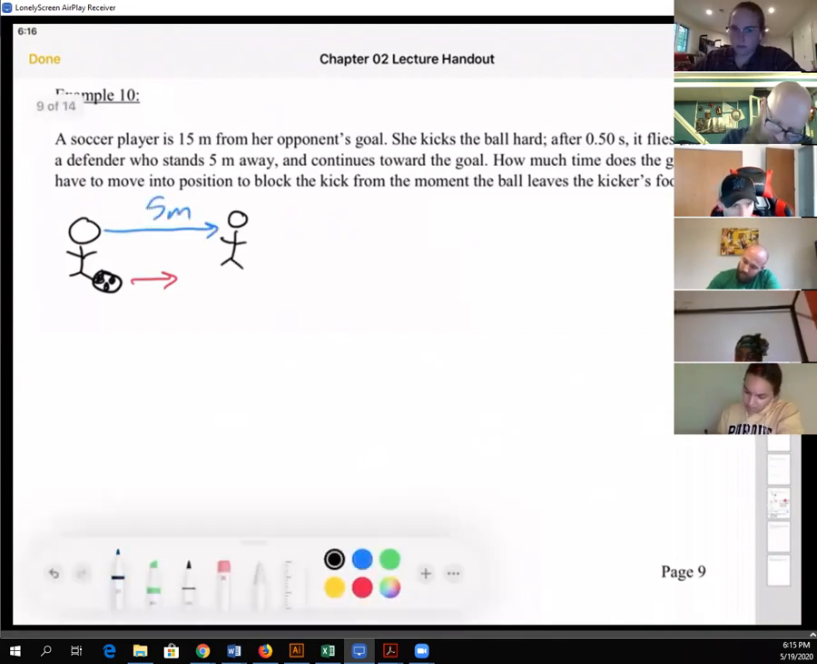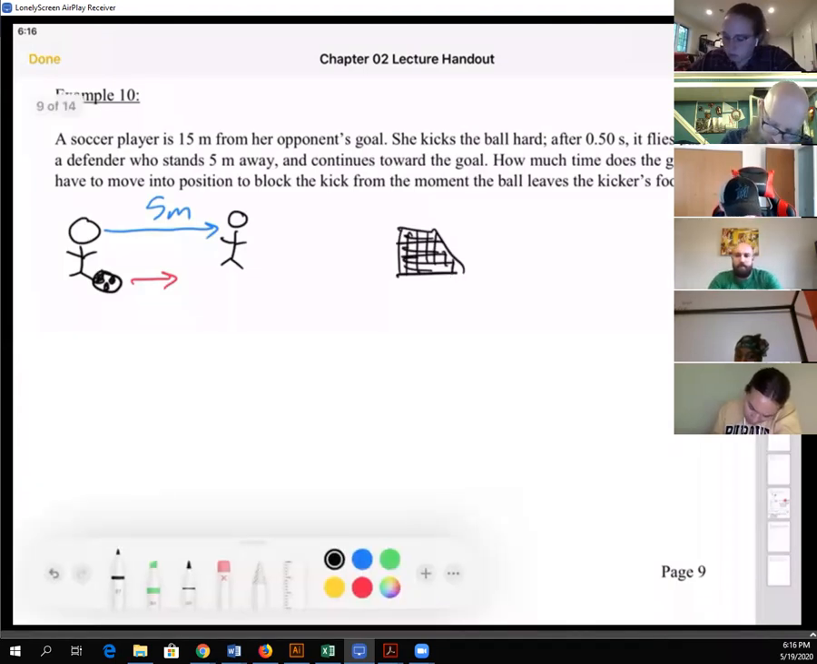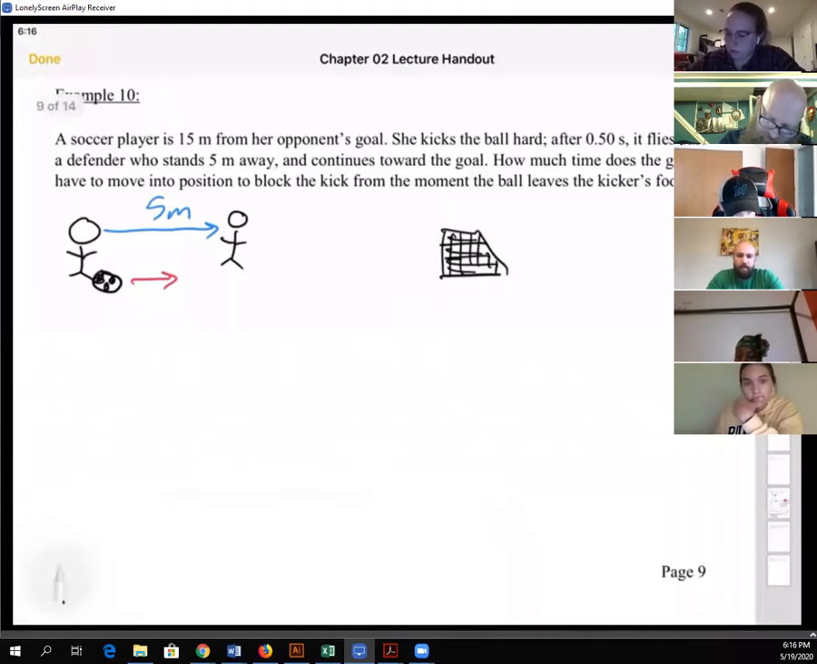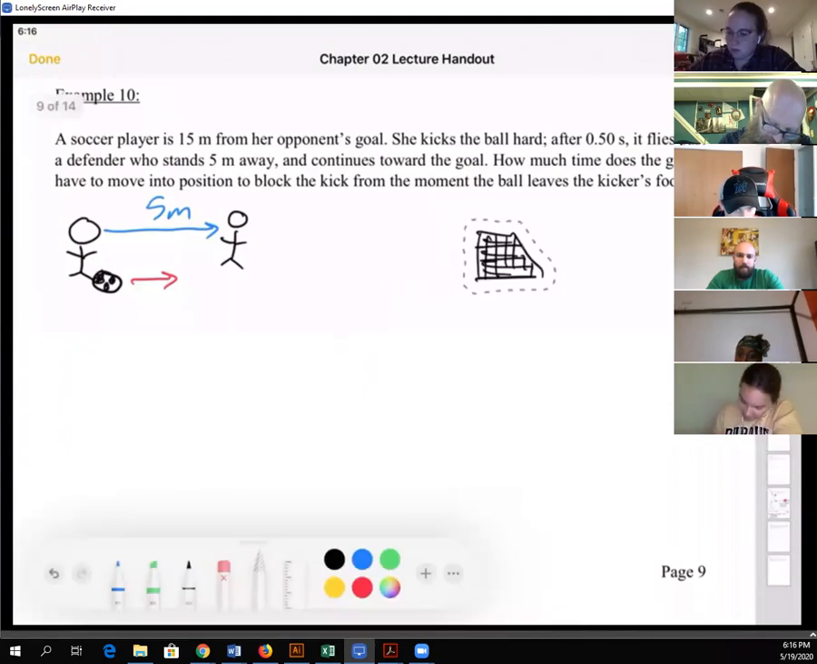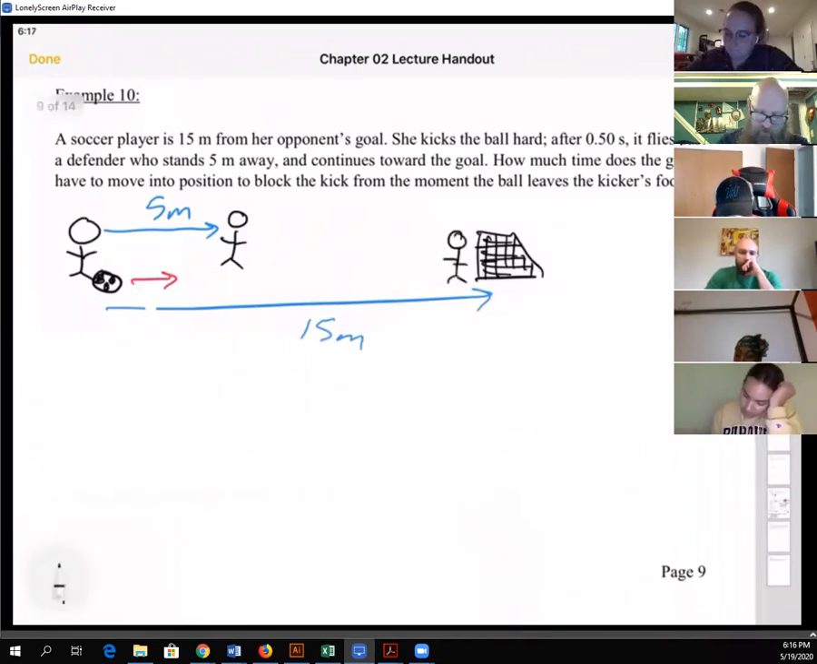And then a goal. Oh man, how do you draw a goal? It's like a net. 15 meters away. Not quite to scale. Ooh, but you know what? That's a little more to scale. Great. And there's the goalie right here. So the question is, how much time does it take to get to the goal? Okay, so we drew a picture.